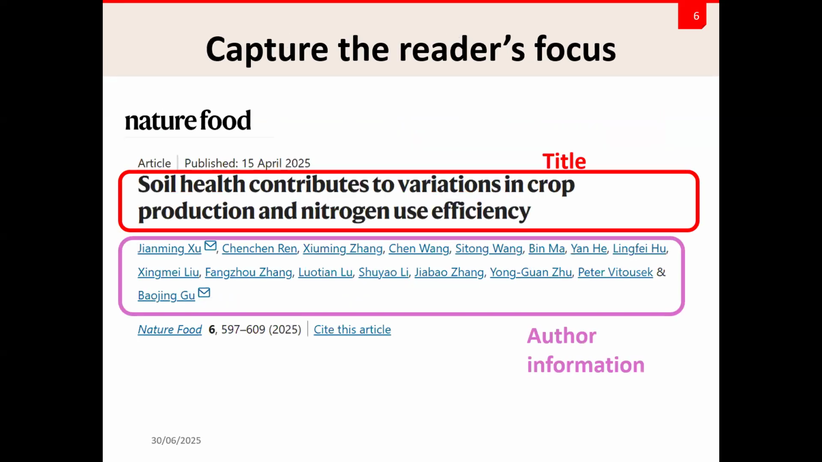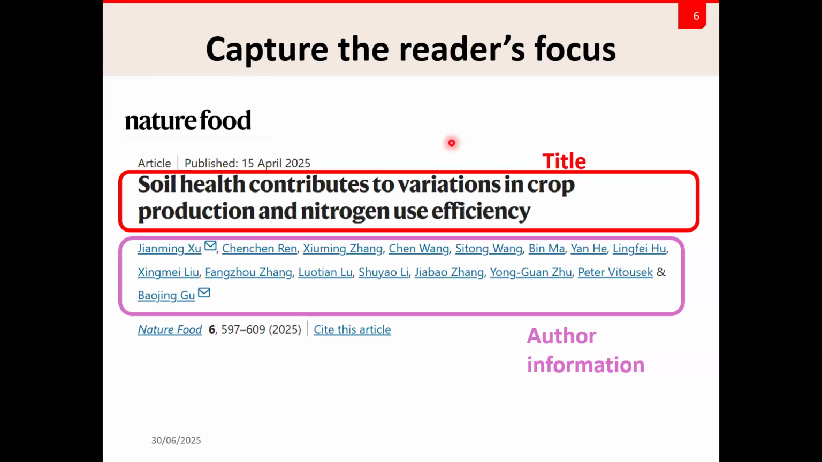So when it comes to abstract writing, there are a few parts to consider. The first thing you see is the title. And then you see the author information. So take a look at this example. This is a research paper published in Nature Foods in this April.